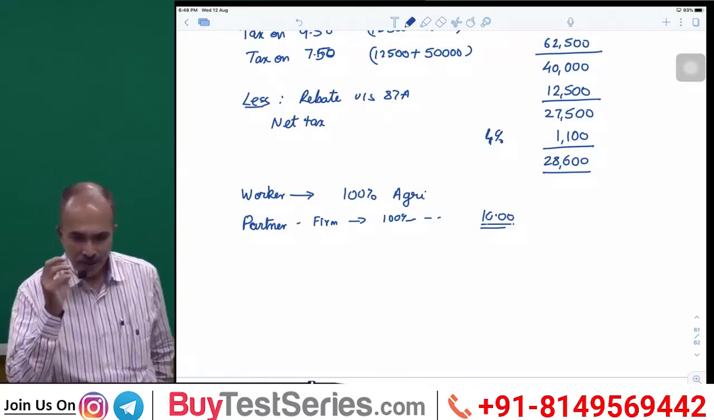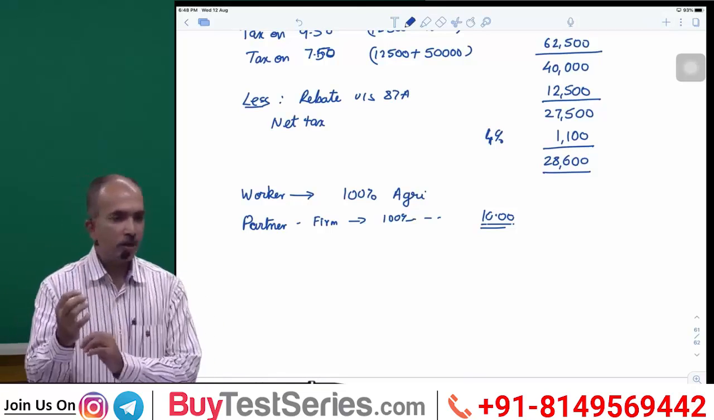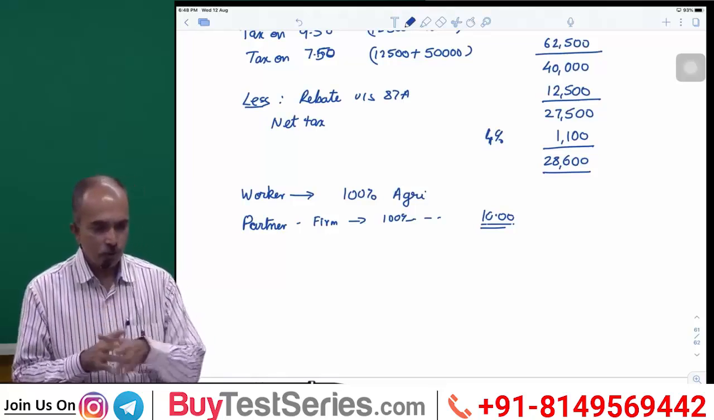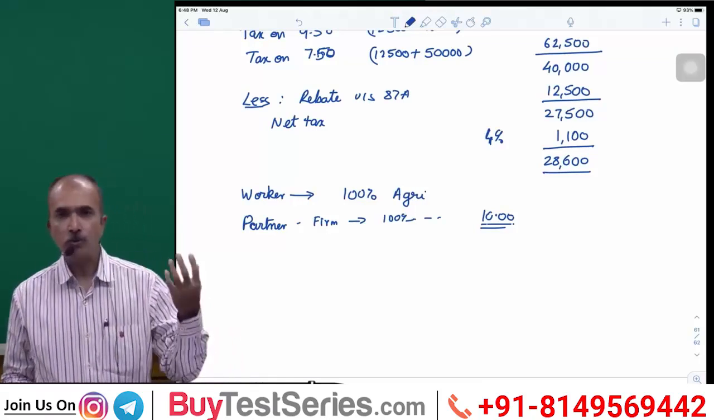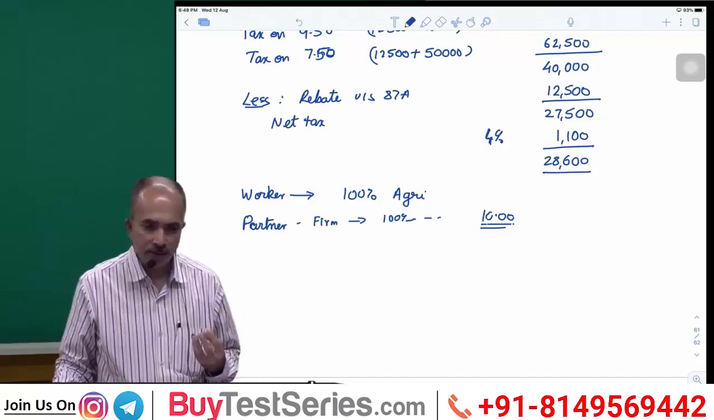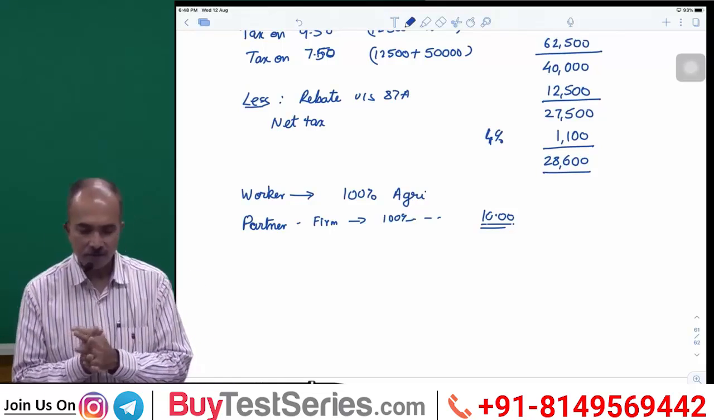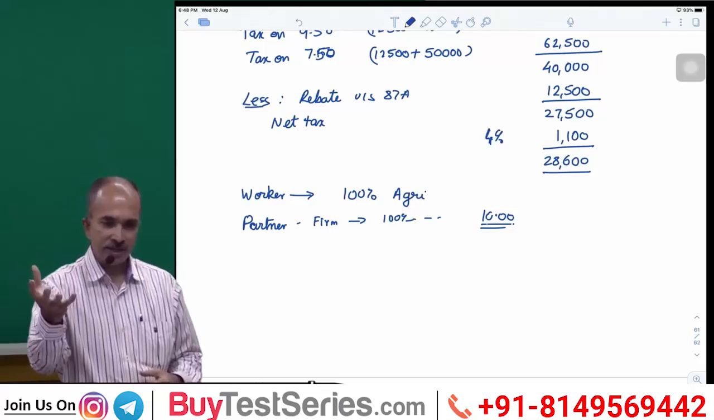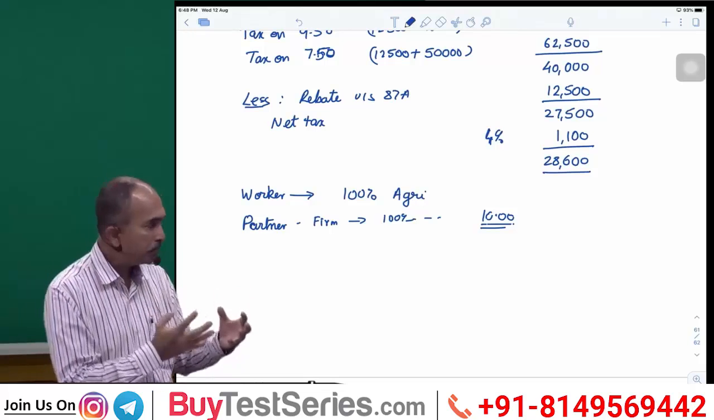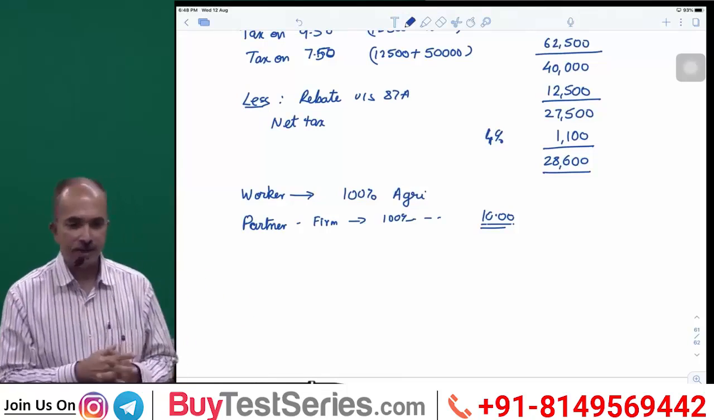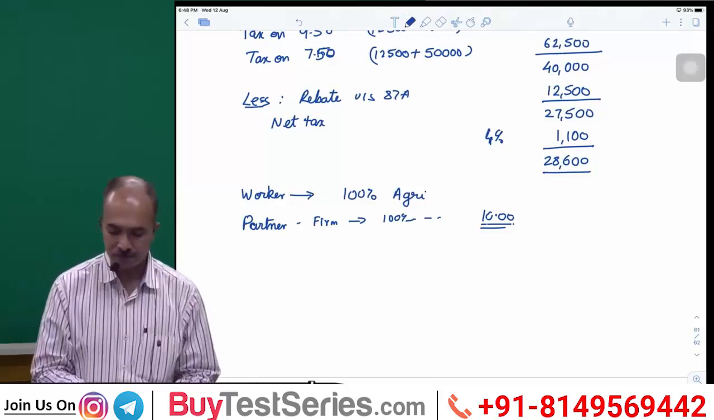So, character of income is not employer-employee. Though you call it salary, though you call it remuneration, what the partner is getting is nothing but a share in profits. And therefore, for the firm if it is agricultural income, for the partner also it will have character of agricultural income.